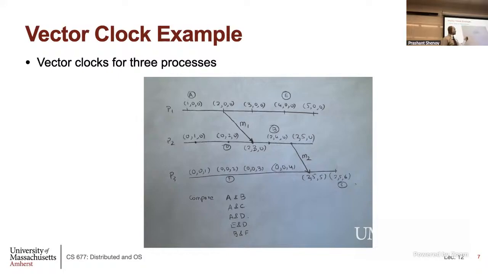Okay? And you do the same thing here. You'll see that there's a message that went here from 2, 4, 0. You take the max of 2, 5, 0 and 0, 0, 4, and then you add 1 to the third element. So that gives you 2, 5, 5, and so on. Okay? Is this clear? What I did was just a numerical example.